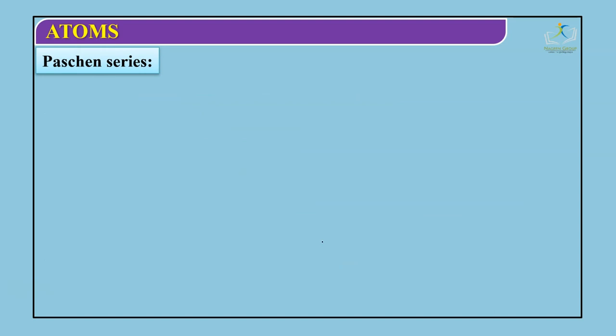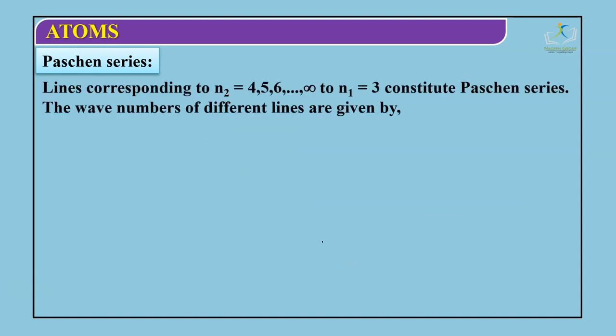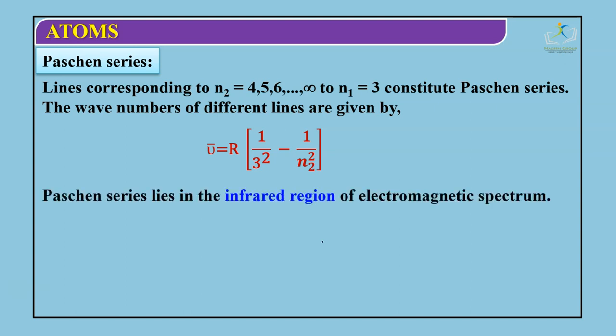Same in the case of Paschen series. Lines corresponding to n2 equal to 4, 5, 6 up to infinite to n1 equal to 3 constitute the Paschen series. The wave number of different lines is given by nu bar. What is the nu bar here, students? Nu bar is the wave number, equal to R times 1 by 3 square minus 1 by n2 square. Paschen series lies in the infrared region of the electromagnetic spectrum. This series is obtained only in the emission spectrum.